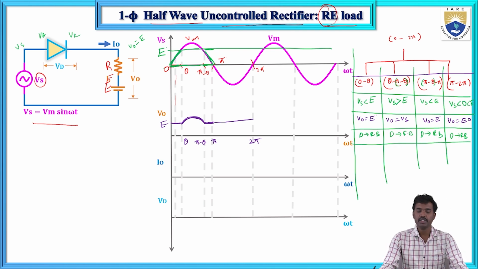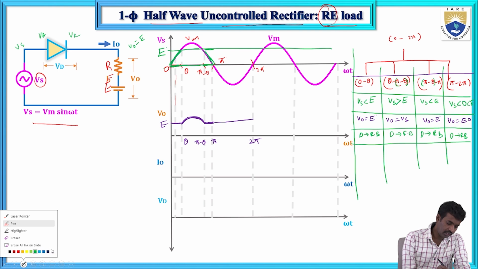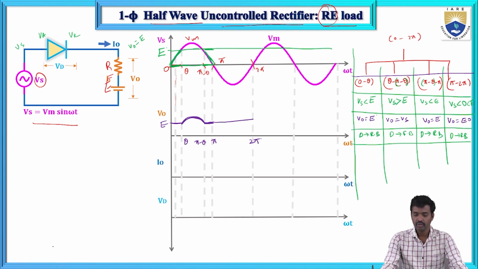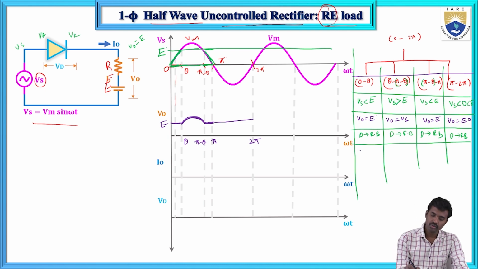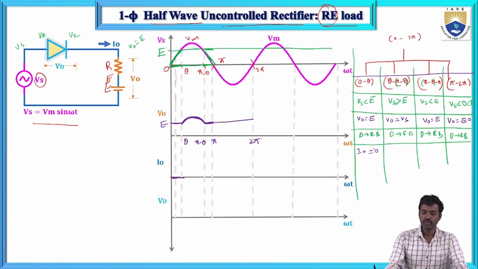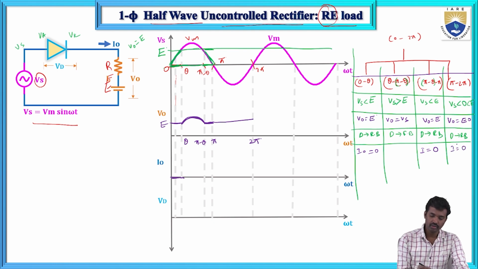Now next case. What about the current? I naught equals 0 only. So this voltage is E and now this current is 0, and this current is also 0, and this current is also 0, and this current equals to this V.